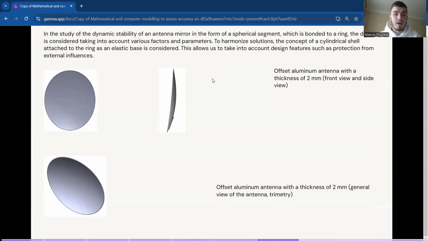And we can see an offset aluminum antenna with a thickness of 2 millimeters, front, side, and general views of the antenna in trimetry.